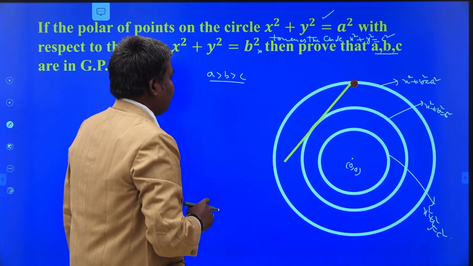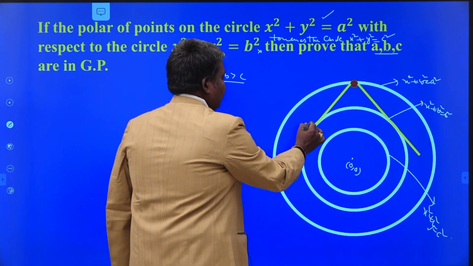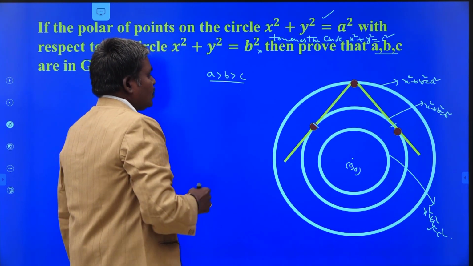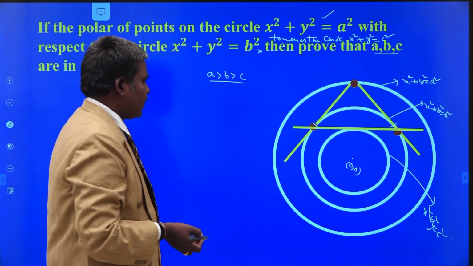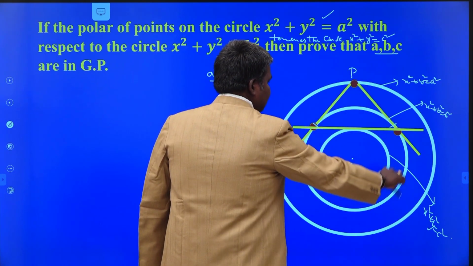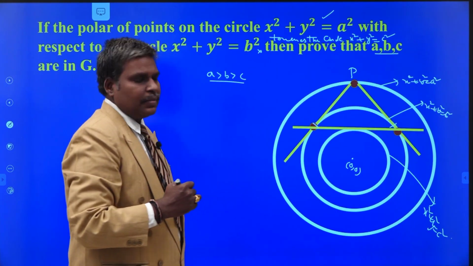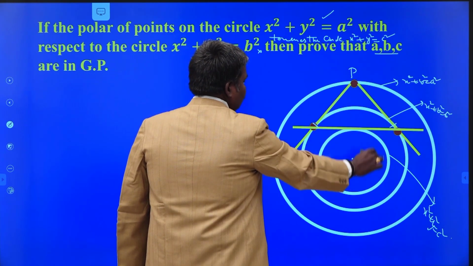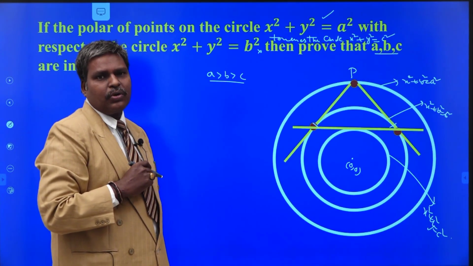How to draw the chord of contact? Draw the tangents through this point to the circle, like that. These are the points of contact. Am I correct or not? So these are the points of contact as shown in this figure. Now join these 2 points of contact, you get the polar. That is your chord of contact. So this is the polar of this point P with respect to the second circle. At the same time, this is a tangent to the third circle. This is the polar with respect to the second circle. At the same time, this polar is tangent to what now? The third circle. Then we have to show that a, b, c are in geometric progression.